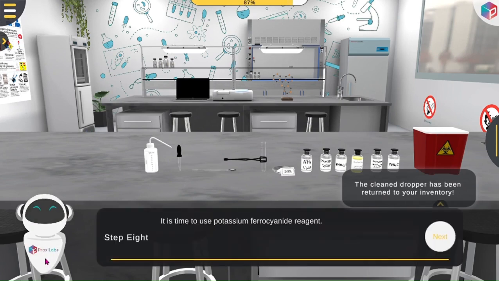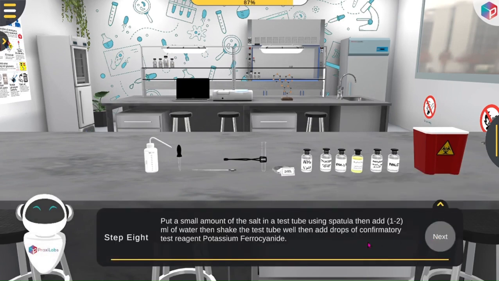Step 8. It is time to use potassium ferrocyanide reagent. Put a small amount of the salt in a test tube using a spatula. Then add from 1 to 2 milliliters of water. Then shake the test tube well. Then add drops of confirmatory test reagent, potassium ferrocyanide.